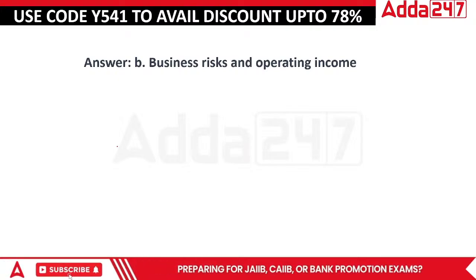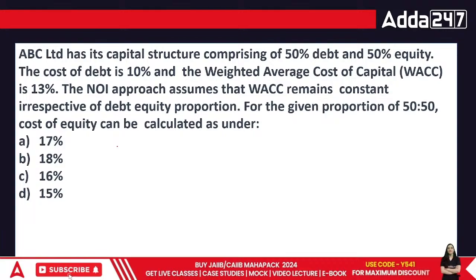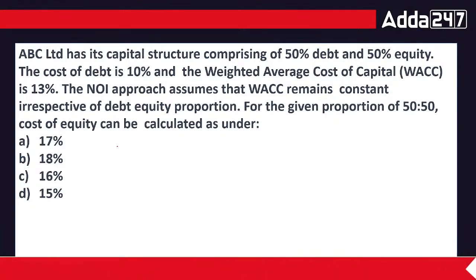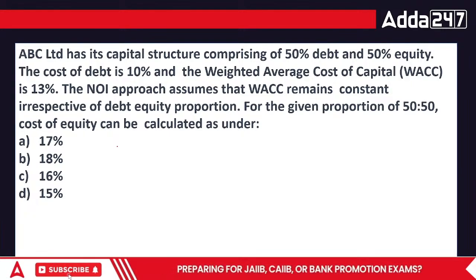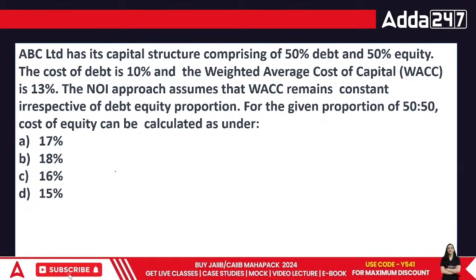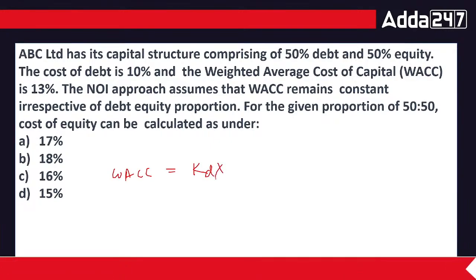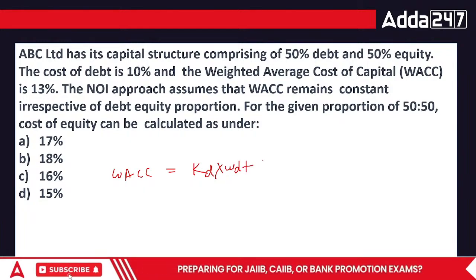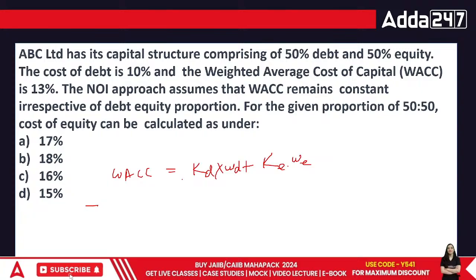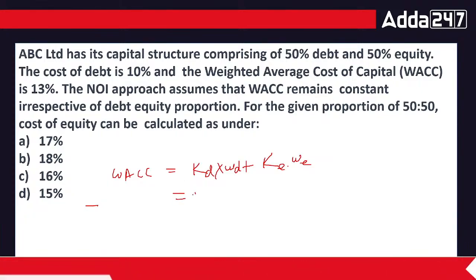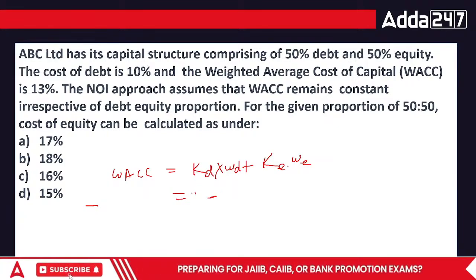Now comes the next question, everyone. This is a question of WACC. ABC Limited has its capital structure comprising 50% of debt and 50% of equity. The cost of debt is 10%. This is a question of WACC, which is equal to cost of debt into the weight of debt plus cost of equity into the weight of equity. The cost of debt is given in this area as 10%.